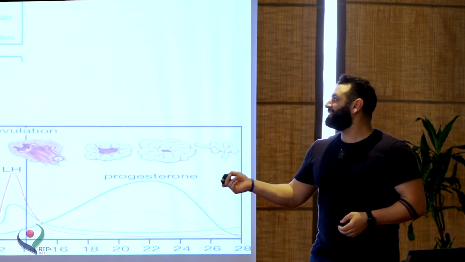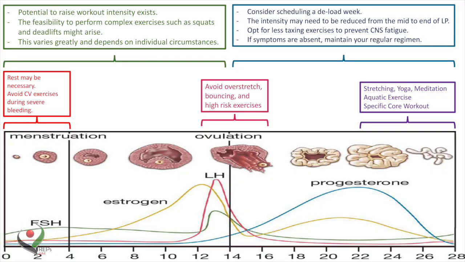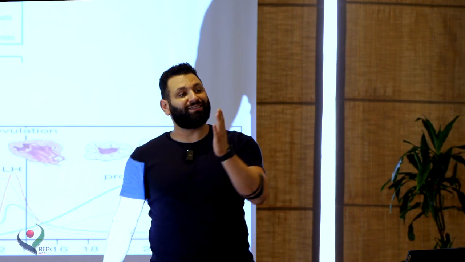Third, this varies greatly and depends on individual circumstances, their age, their training experience. Some athletes literally don't care. They can train at high intensity from the beginning of the cycle to the end of the cycle.